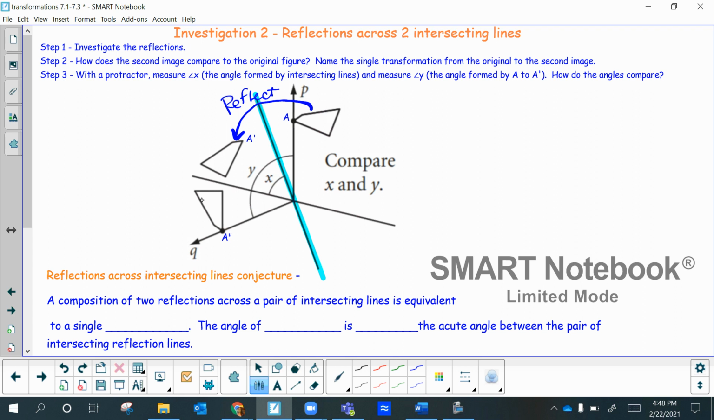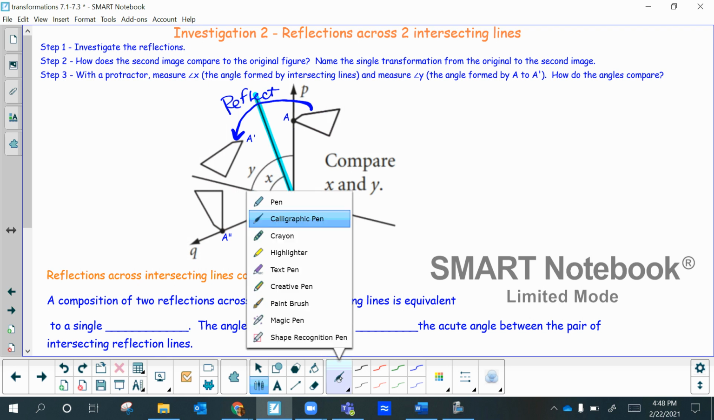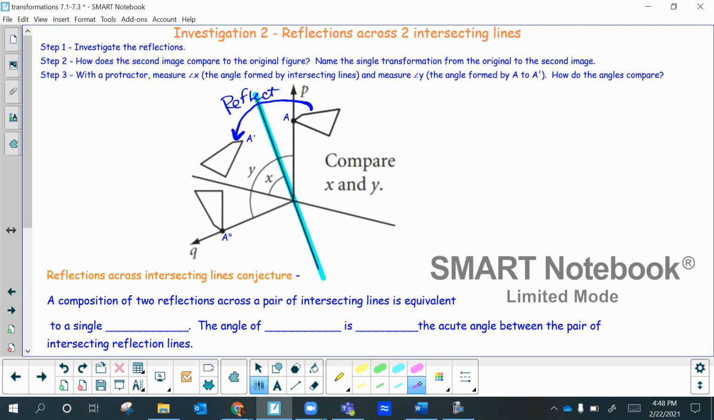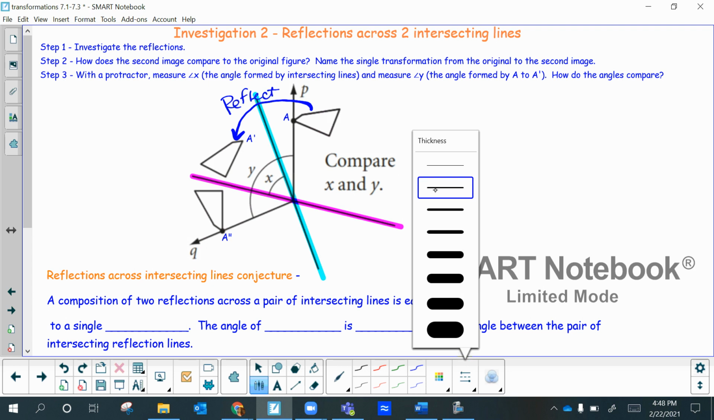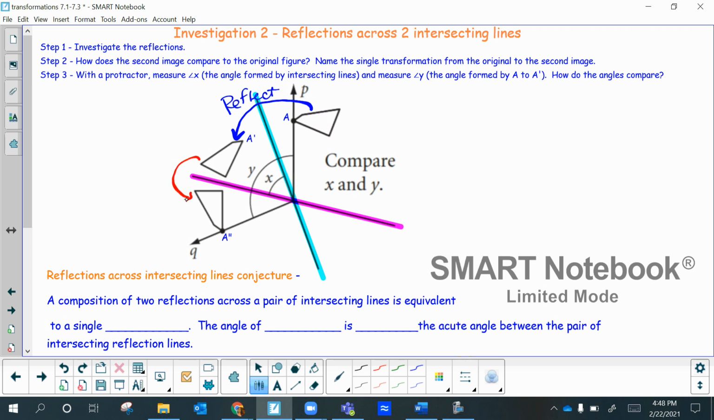And then this image looks like it's being reflected over the other line. So from here to there, this one is now being reflected over that pink line. Okay, so another reflection takes place. So let's make note of that. We have two reflections, so reflect and then reflect again. Only this time we don't have parallel lines. We have intersecting lines. So the pink line is intersecting the blue line.